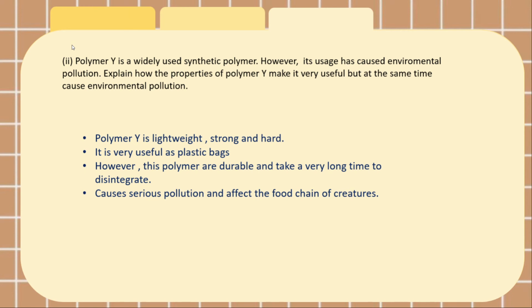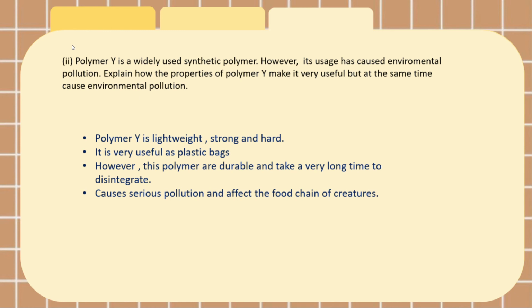Next, explain how properties of polymer Y make it very useful but at the same time cause environmental pollution. Polymer Y is light, strong and hard and used as plastic bags. However, these polymers are durable and take a very long time to disintegrate. This will cause serious pollution and affect the food chain of creatures.